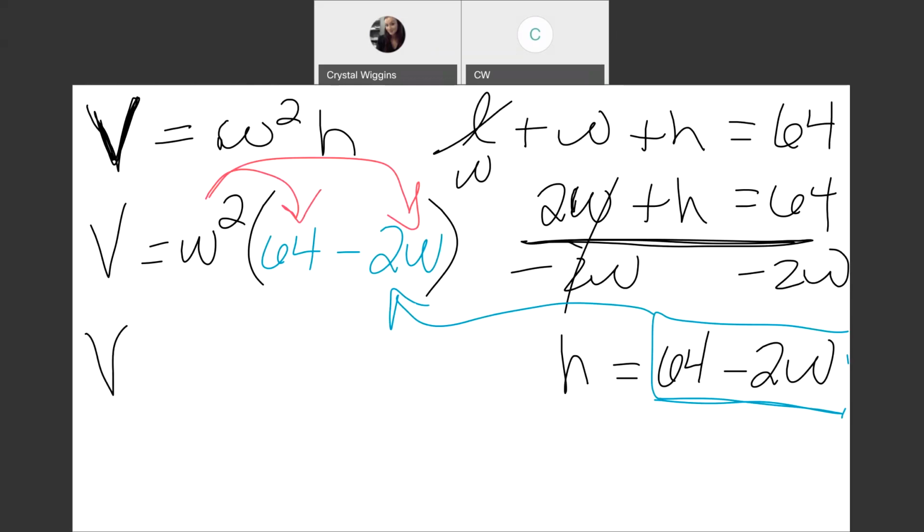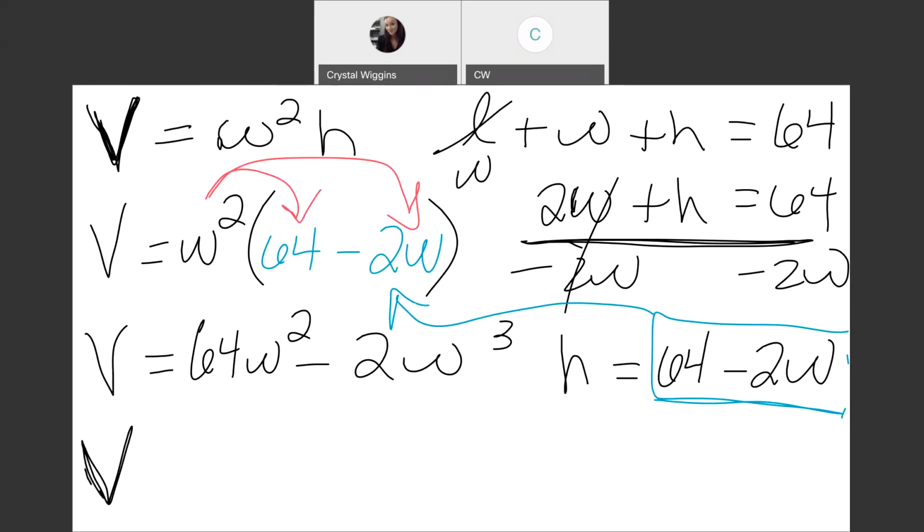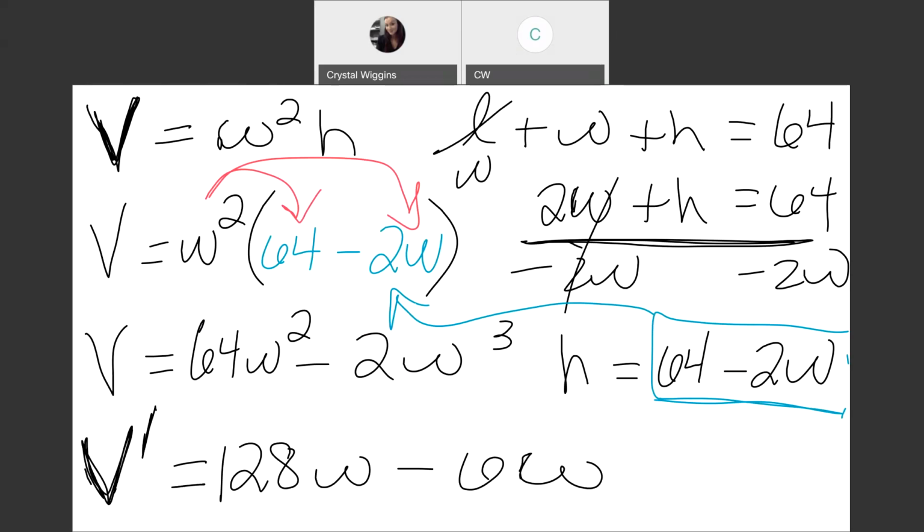So I have the volume formula is 64W squared minus 2W cubed, because we have a W squared times a W. Now the derivative of volume is going to be 2 times 64, which gives us 128W. And we have 3 times -2, which gives us -6W squared. Go back up, subtract 1 from the 3. So that is our derivative formula.